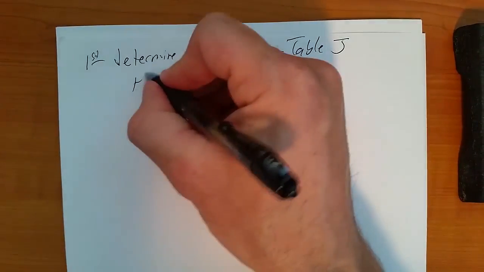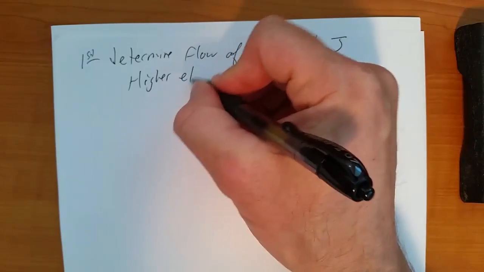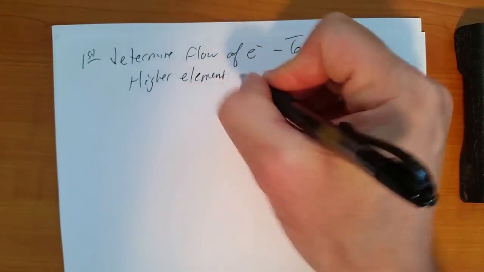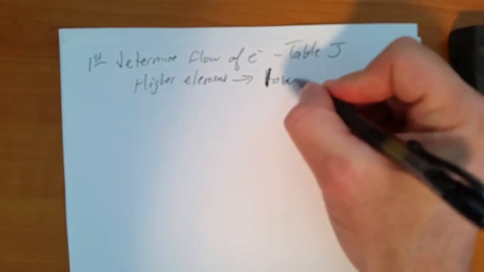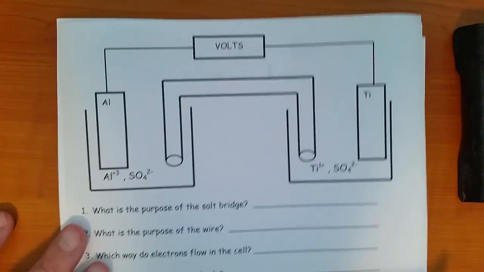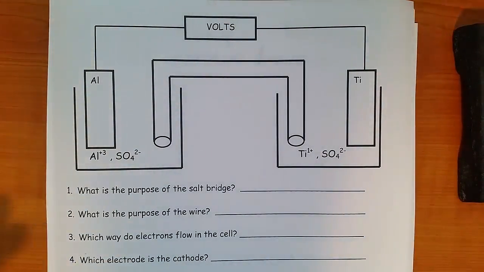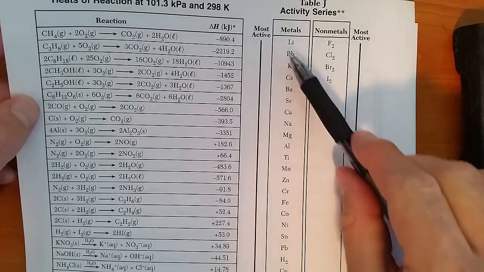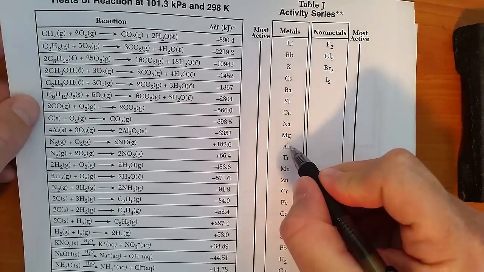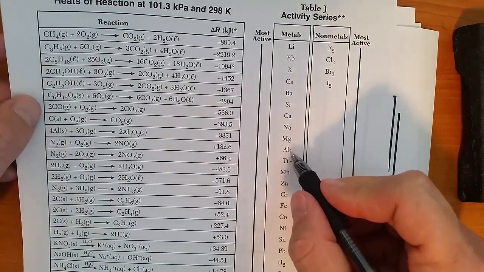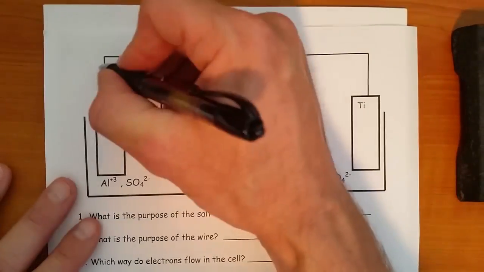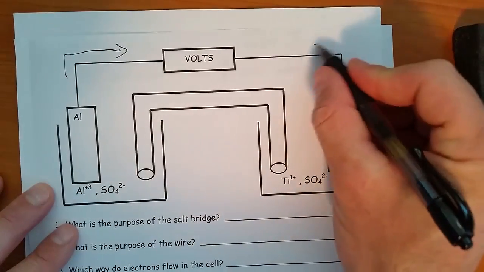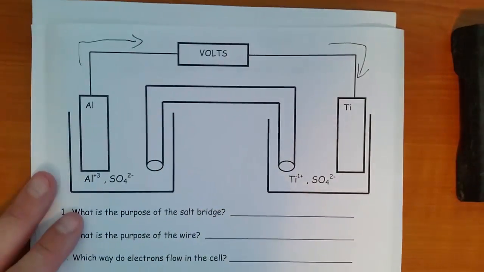That's always going to go from the higher element to the lower element. So we look here, we see aluminum and titanium. We find aluminum right here, and titanium. Since aluminum is higher than titanium, electrons flow from aluminum to titanium.